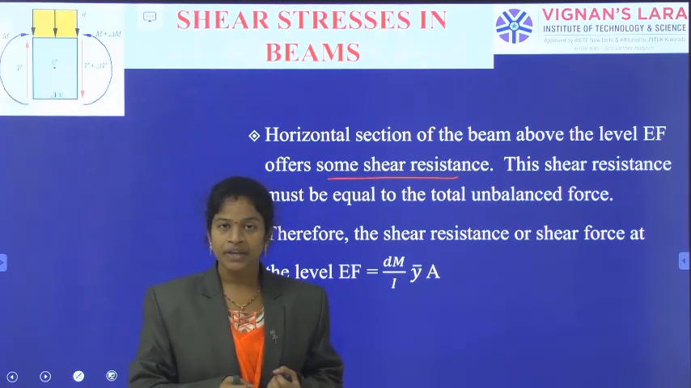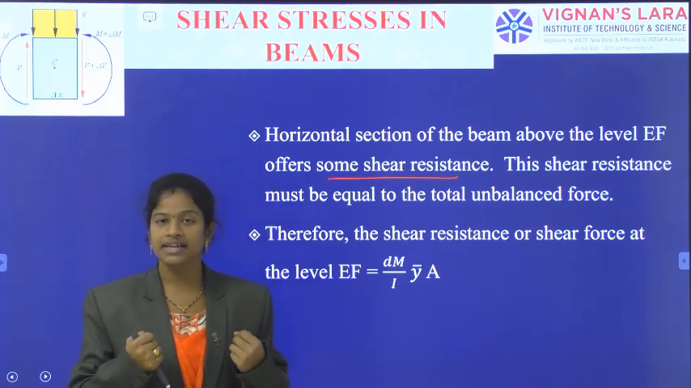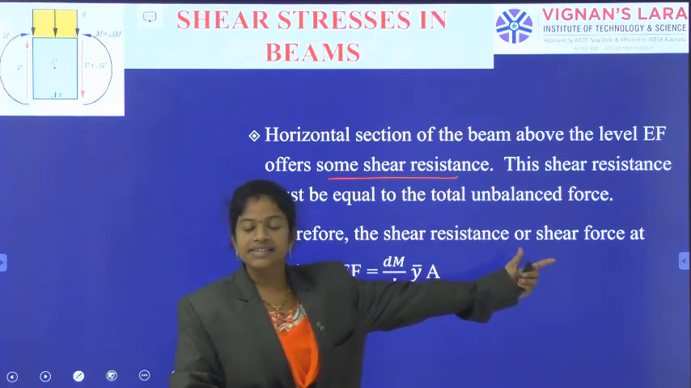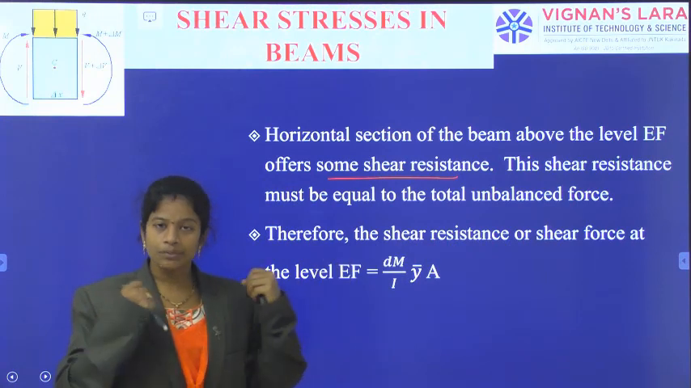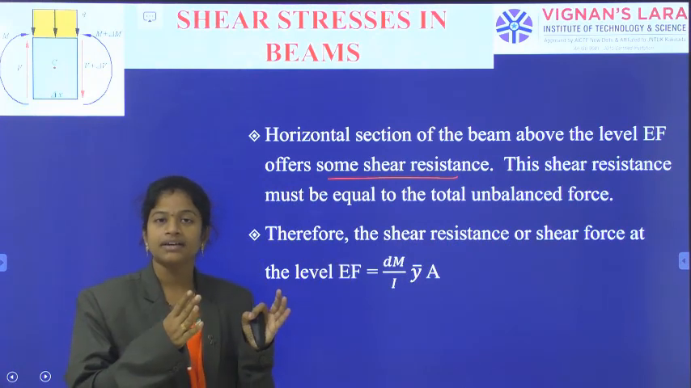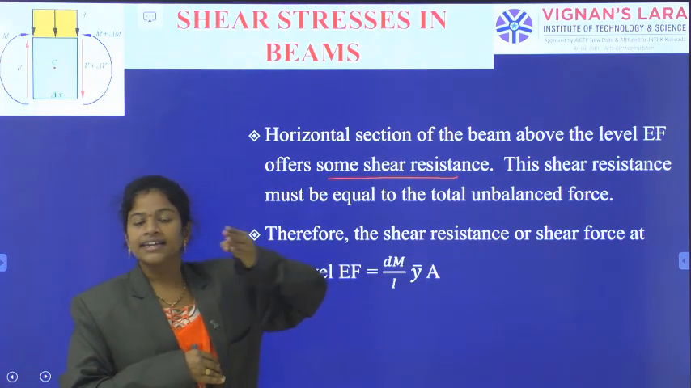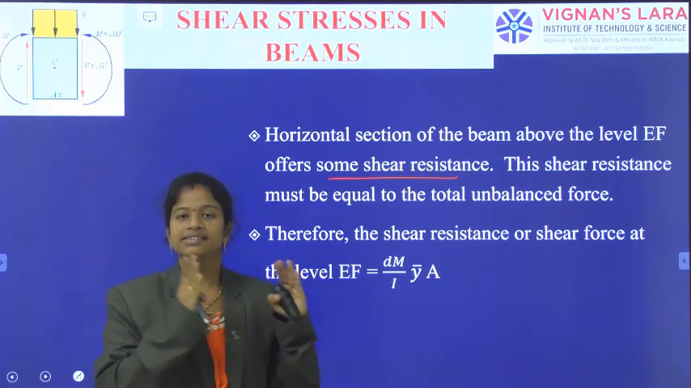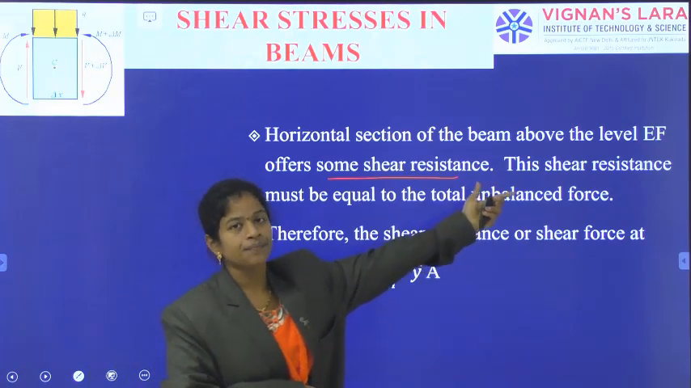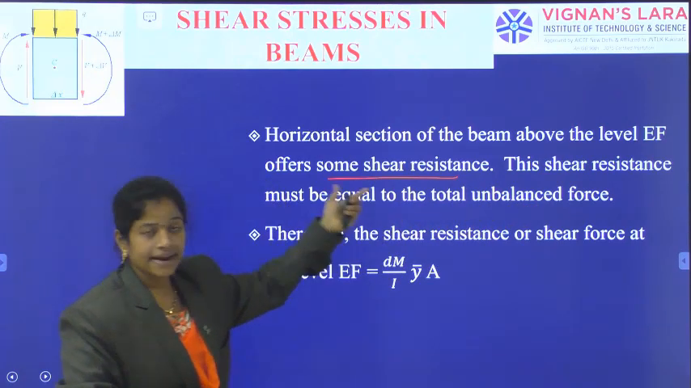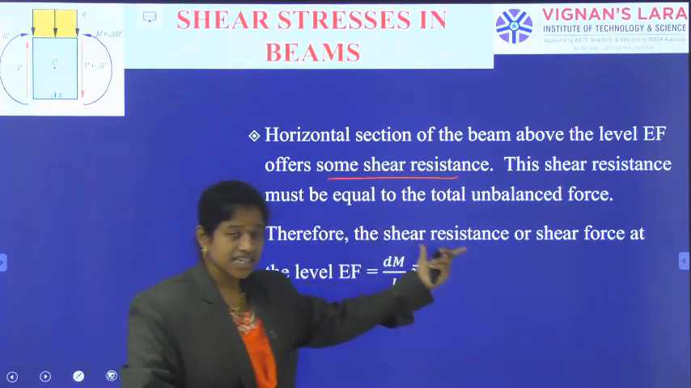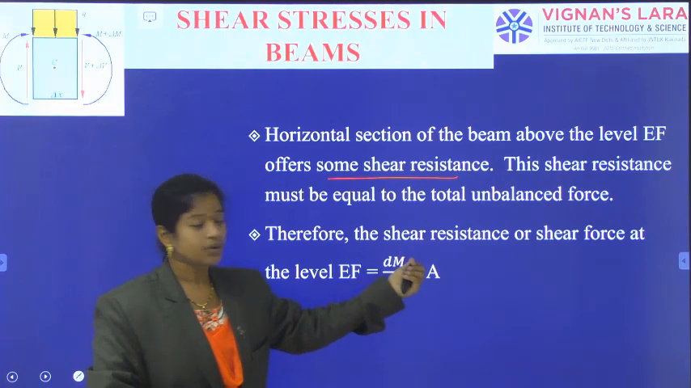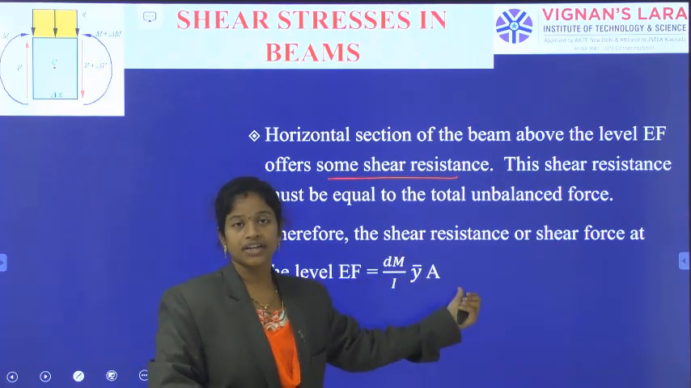Otherwise, the body will fail. I should show enough resistance, otherwise the force will cause me to fail. The shear resistance means the resistance I am offering, and the net force acting on me should be equal to the resistance I am offering, right? So the resistance offered by the section should be equal to the shearing force acting on the section. Therefore, the shear resistance or the shear force at the level EF is equal to dm by I into y bar into A.